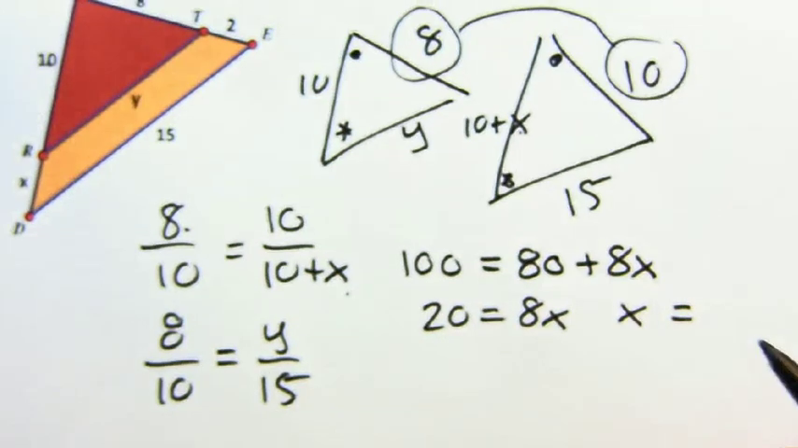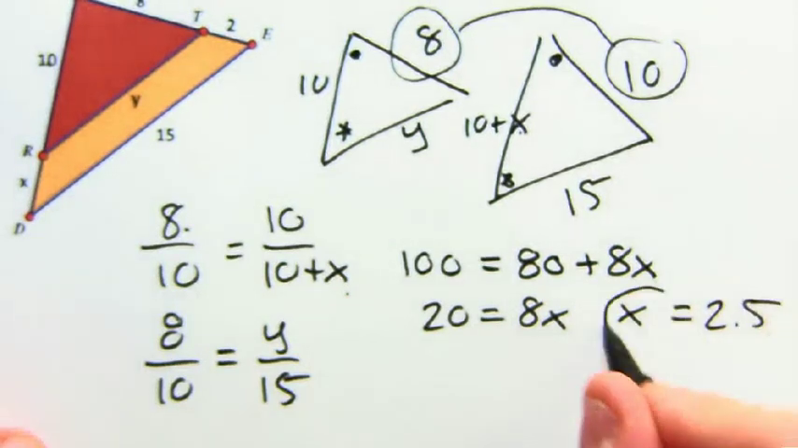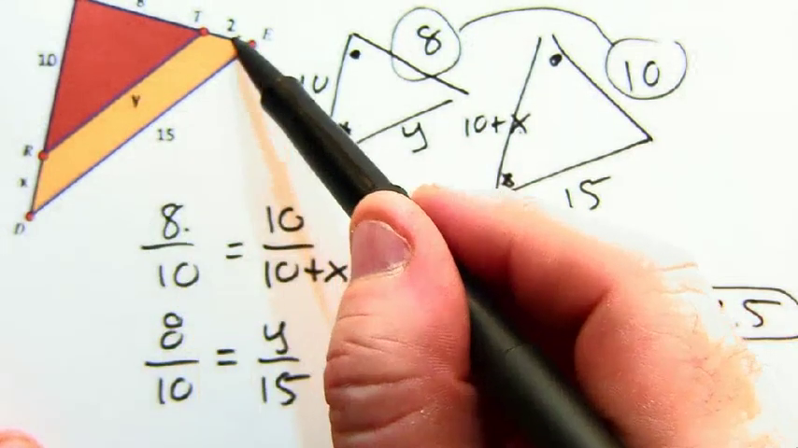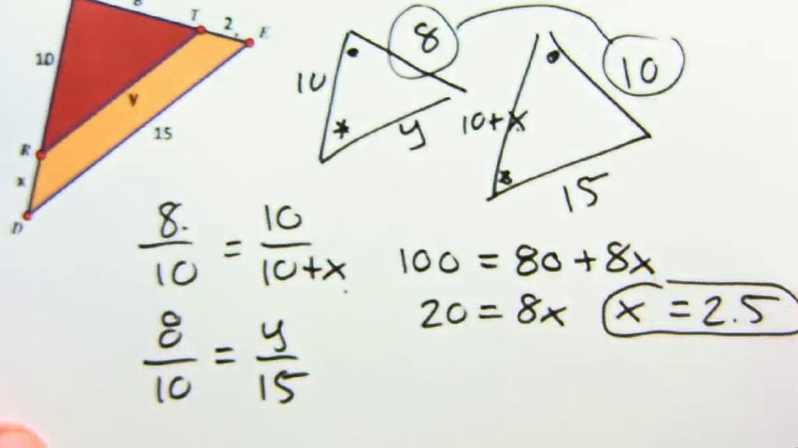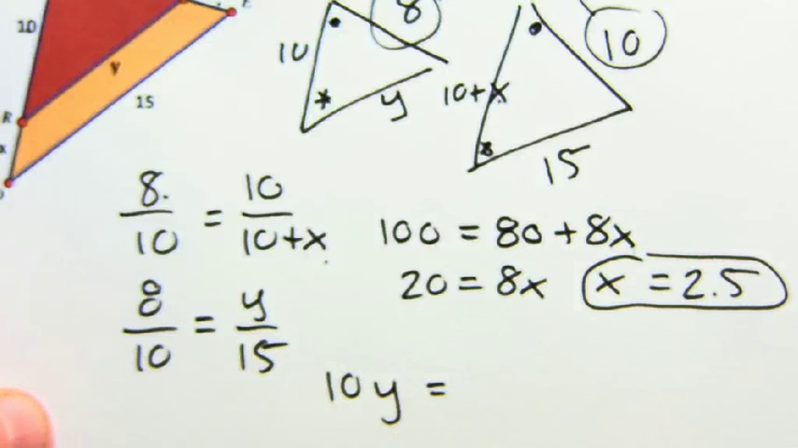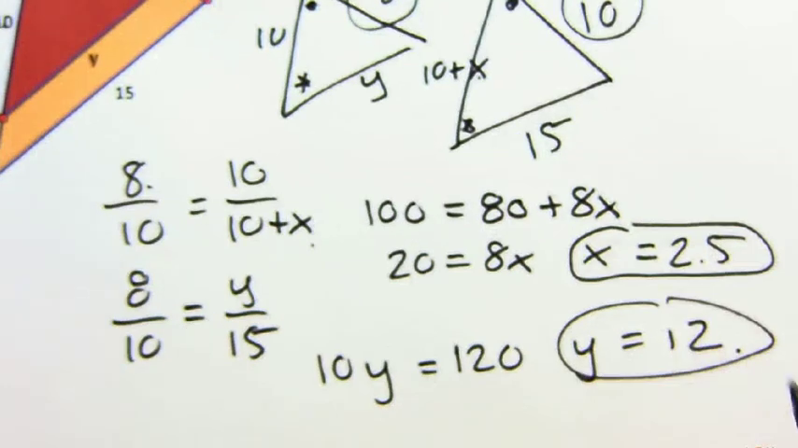When we divide 20 by 8, we get 2.5 as our answer there. Does that make sense that x would be 2.5? Sure, if this one's 2 over here, that's about right. And then the last one, we get 10y equaling 8 times 15, which of course is 120, and y equals 12 as our answer. All right, good luck.